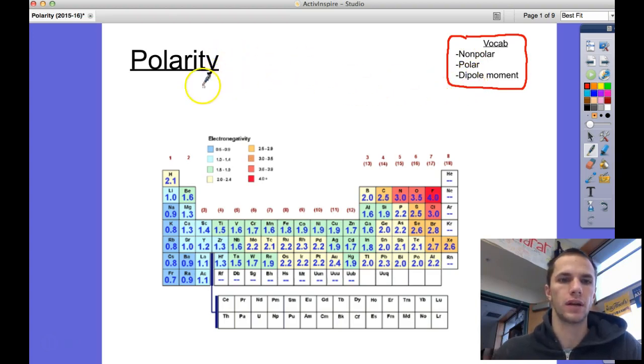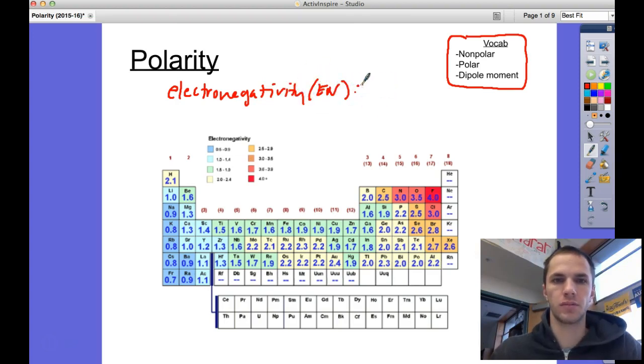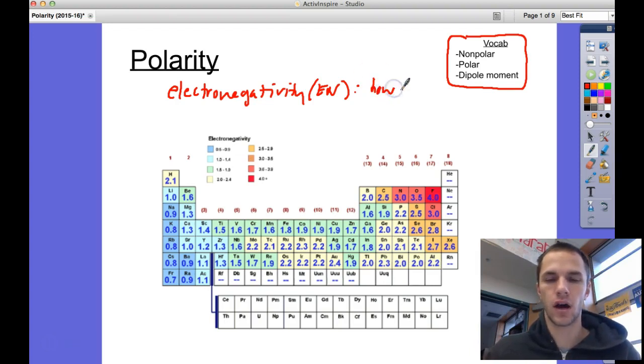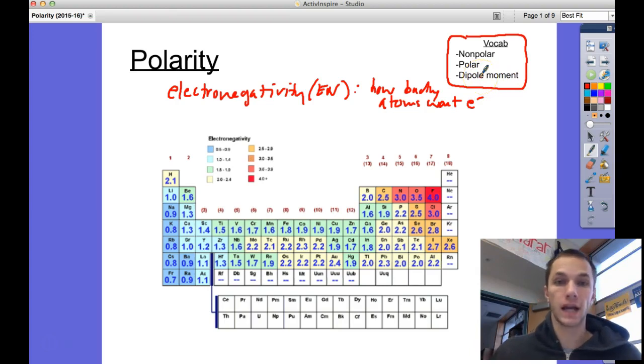So polarity is all based off of the concept of electronegativity, which I'm going to abbreviate with an EN. And remember, this is a value that measures how badly, essentially, atoms want electrons. More specifically, it's the amount of attraction that atoms have towards electrons.